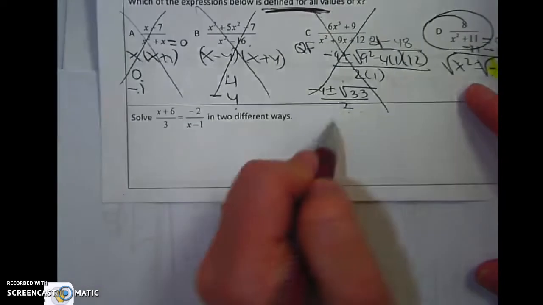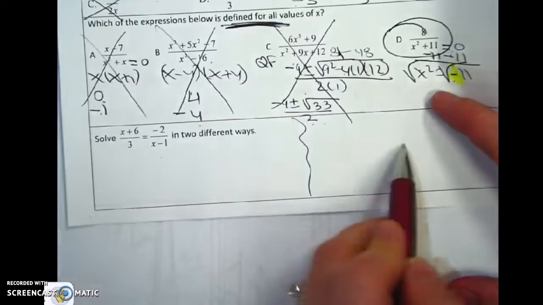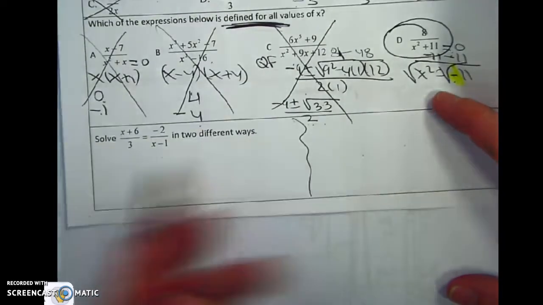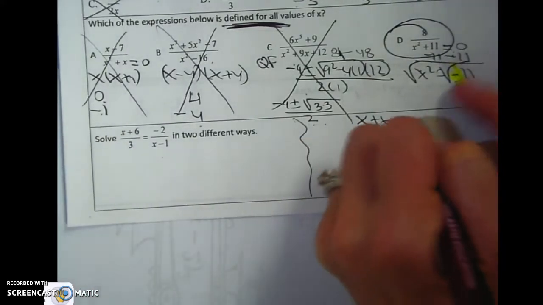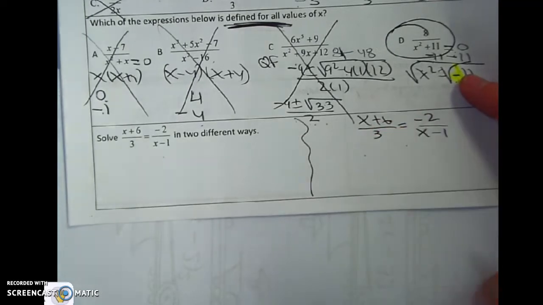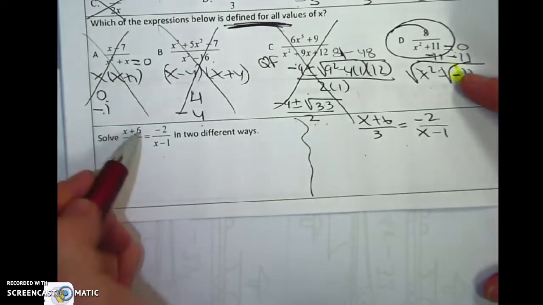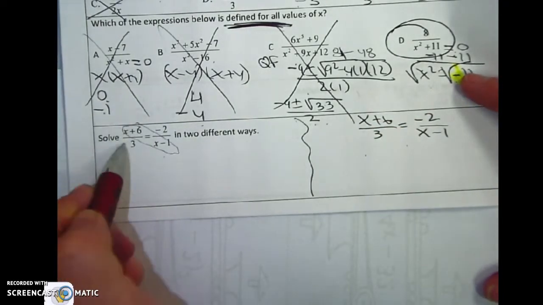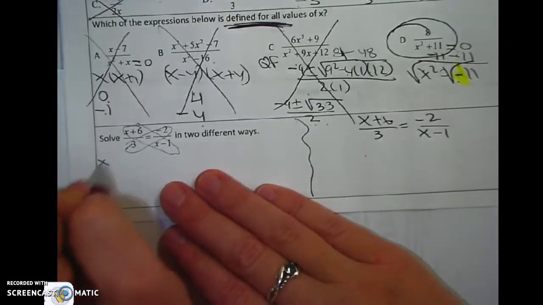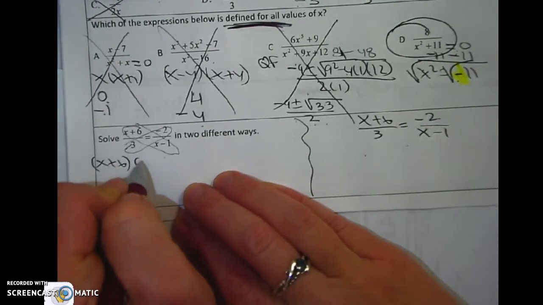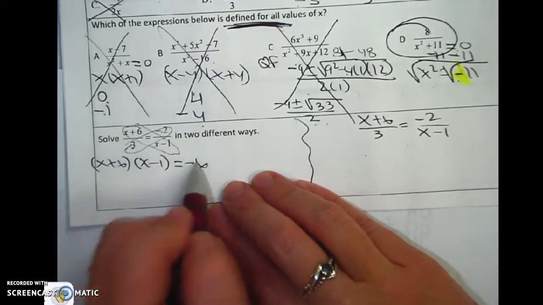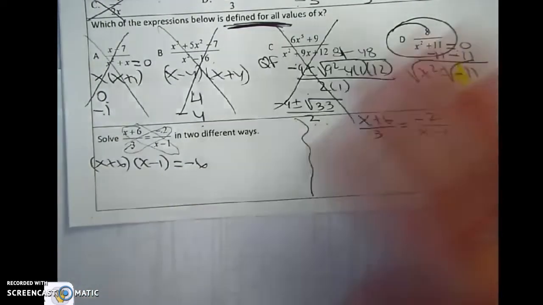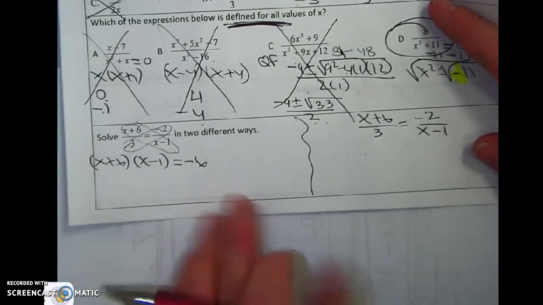This one I want you to solve it in 2 different ways, which means you need to give me the answer 2 different ways. One way is, and let me rewrite this over here so I can show my work for the other way, is when you were little or younger, you did make an x, multiply what touches. So x plus 6, x minus 1 equals negative 6, because 3 times negative 2 is negative 6. That's one way.